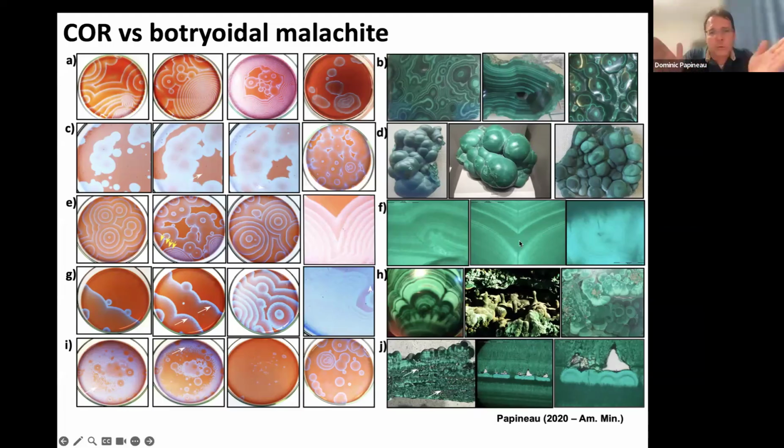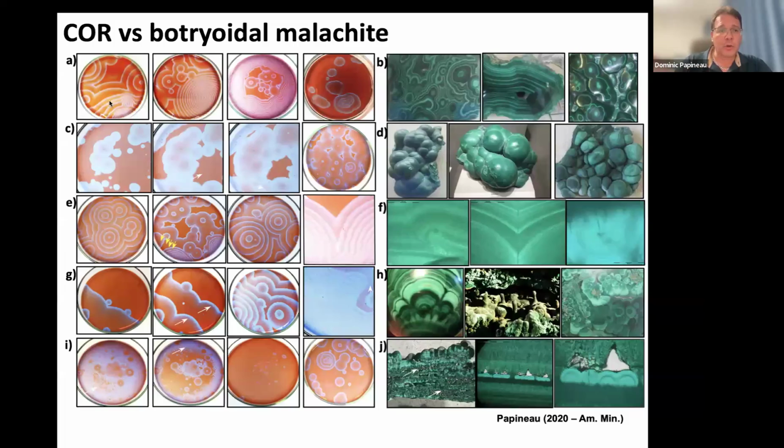So it's really a twin plane where the direction of the crystals that are growing there is completely changing, but kind of a mirror image of one side and the other. And so I think there's definitely a good connection between the patterns, between the COR and the botryoids, but there's also further connections, including chemical connections.